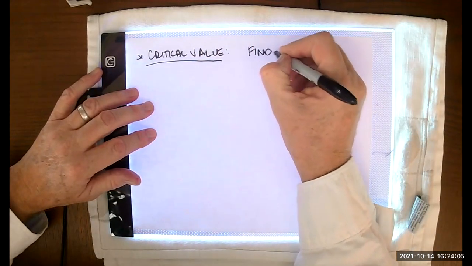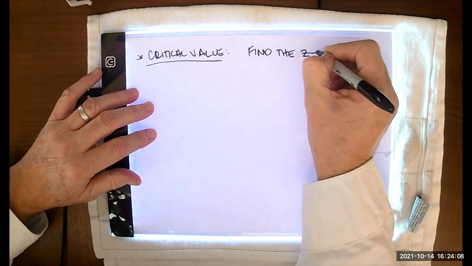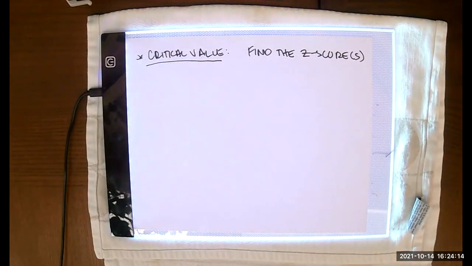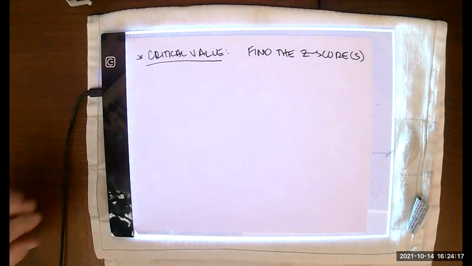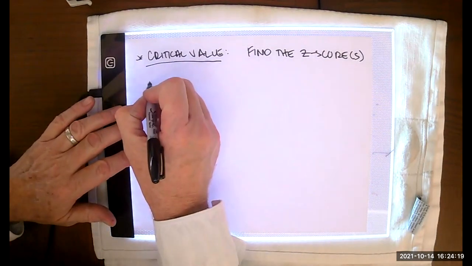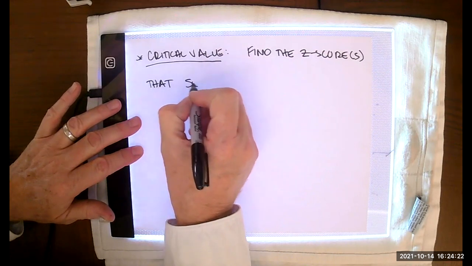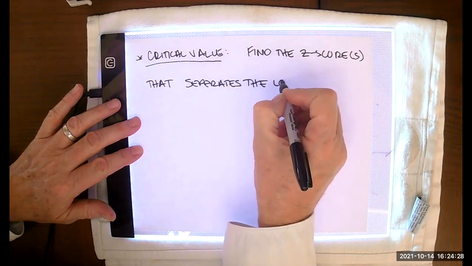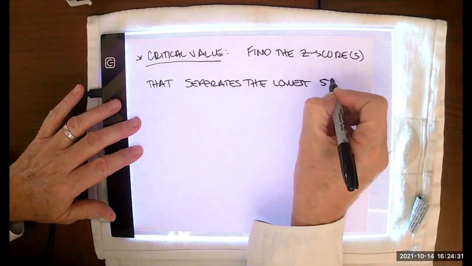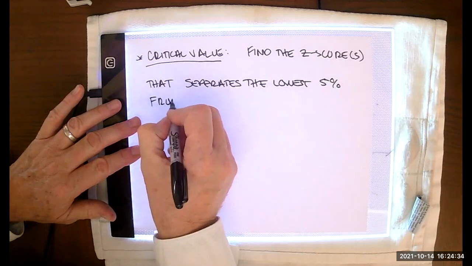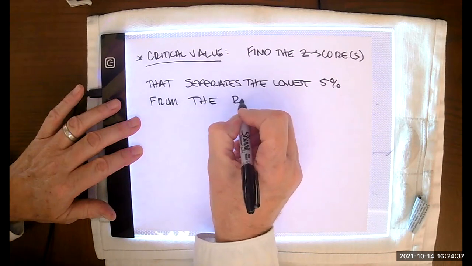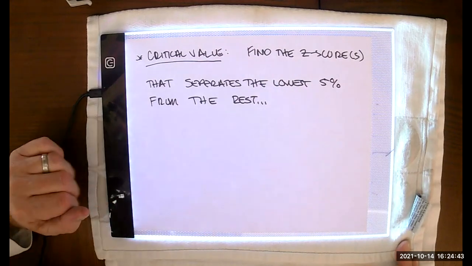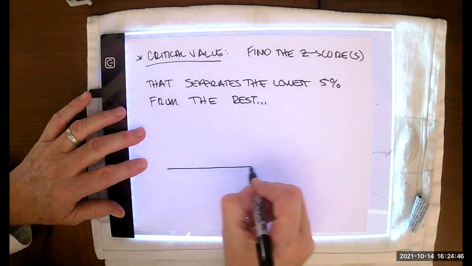So we're going to find the Z score. There may be more than two. And you're going to see why drawing the picture is going to help here. So we're going to find the Z score. The first one is, separates the lowest 5% from the rest. Critical value. We're going to find that z-score that separates the lowest 5% from the rest.